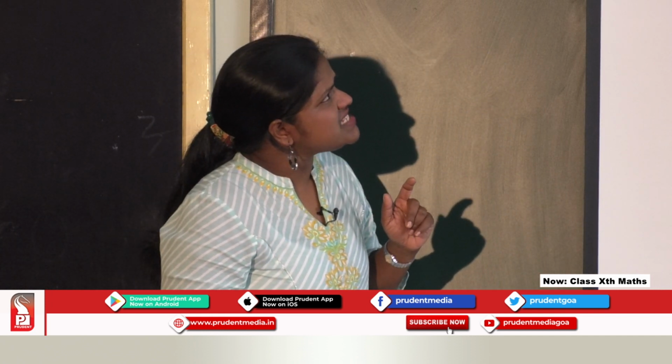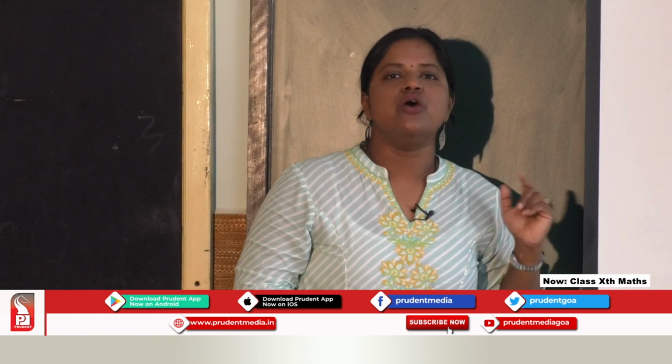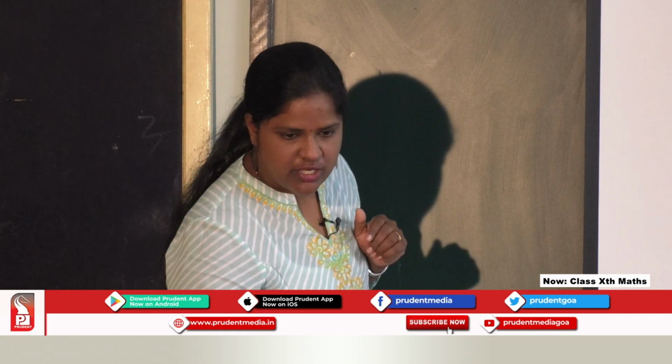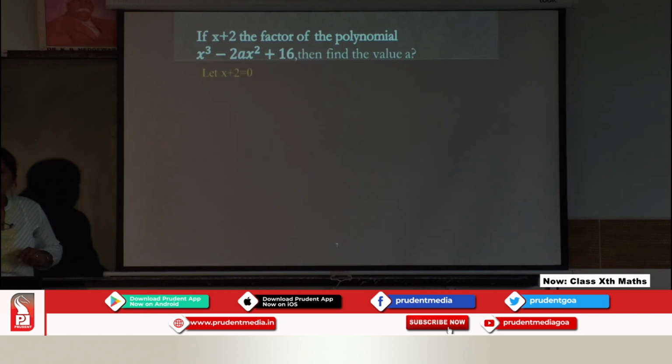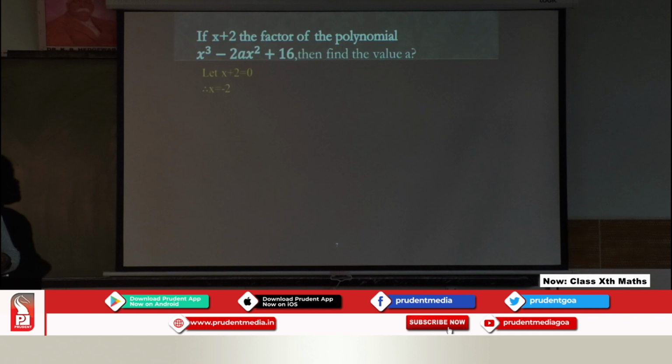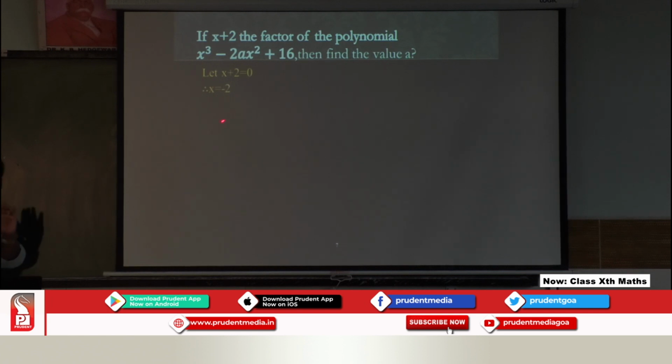But in the previous case, the factor was given directly as a real number. But here, it is given in terms of a variable, that x plus 2 is the factor. So how do we go about this problem now? Let's have a look. We start with, let x plus 2 be equal to 0. So what do we get x as? x will definitely be minus 2. So in the previous problem we started from here. This is the extra step. So we derive x is equal to minus 2.